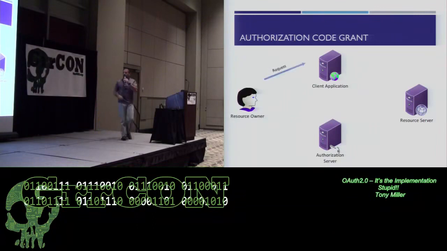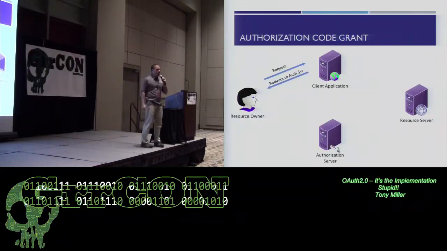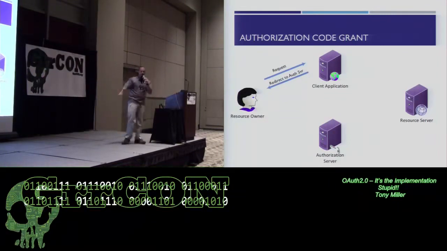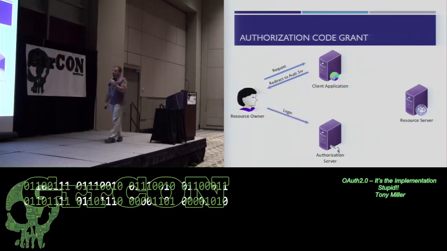So the resource owner is going to make a request to the client application. They're going to load some page somewhere that wants to pull data from this third-party resource server. The client application responds and says, hey, that's great. I'm going to go get some data from Facebook, so I'm going to redirect you to Facebook so that you can tell Facebook it's okay for me to get your data. So obviously, 302, here's your URL. Go talk to Facebook.